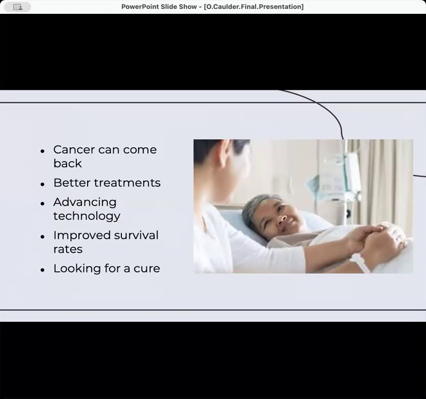Bladder cancer is a serious disease, but treatment options are improving every year and doctors have many tools to help patients. As research continues, we can expect even better and even more precise treatments in the future. Even with all this research, there is still more to be done to find a cure.